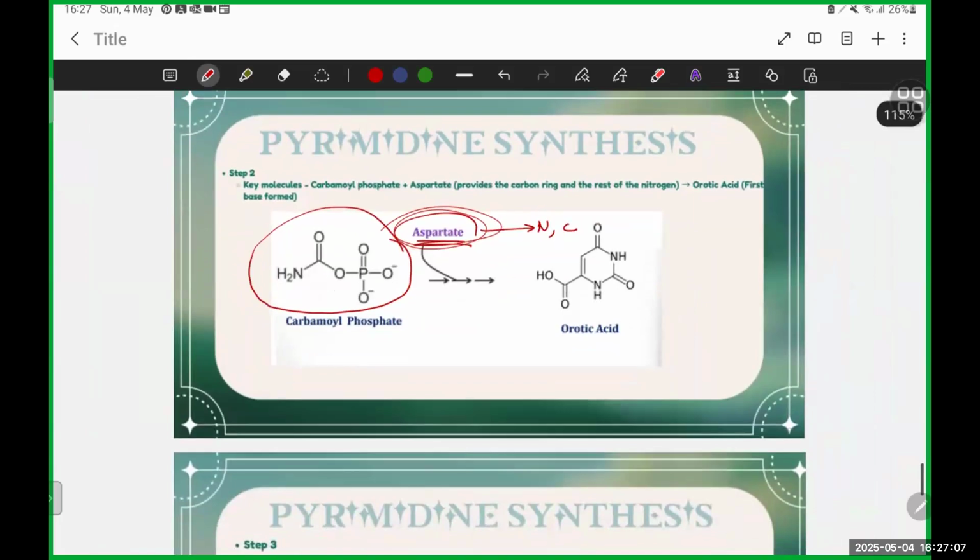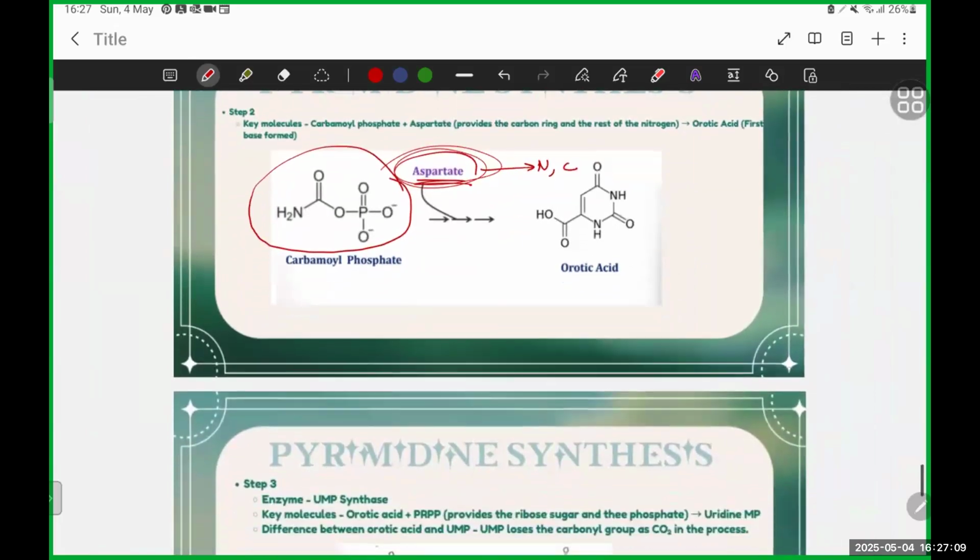Aspartate, orotic acid. This is going to be the first nitrogenous base formed. Do you guys remember what the first base in purines was? Hypoxanthine. Yeah, and from hypoxanthine, then you get inosine. So this is kind of like hypoxanthine, but in pyrimidines. You have orotic acid.